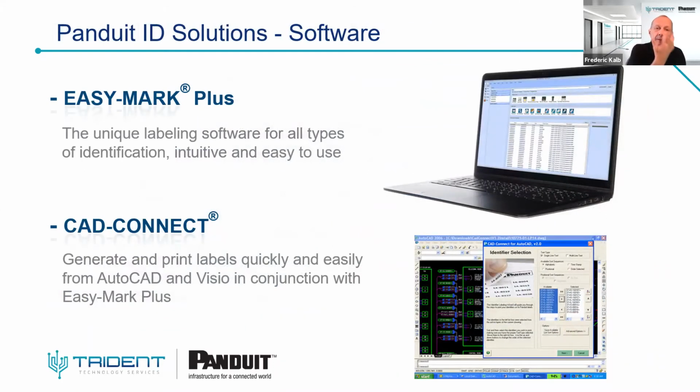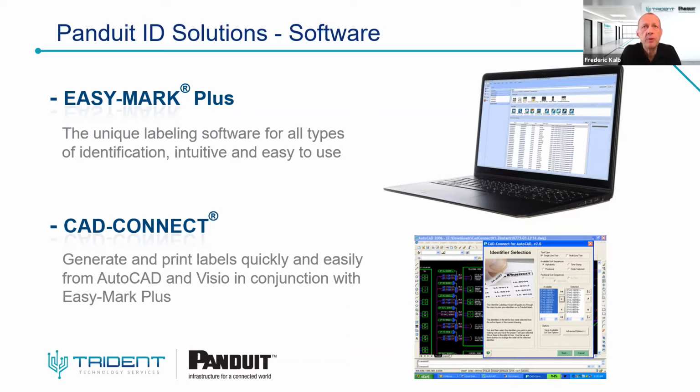So when we deepen into identification solutions, as you are all aware, the software is a key part of such a solution. Our software, named EasyMark Plus, is really a great tool. Why? Because it is very intuitive and it's an easy to use solution. So what you see on the screen is what you will get on your label. So it's really very easy to generate labels by using these solutions.